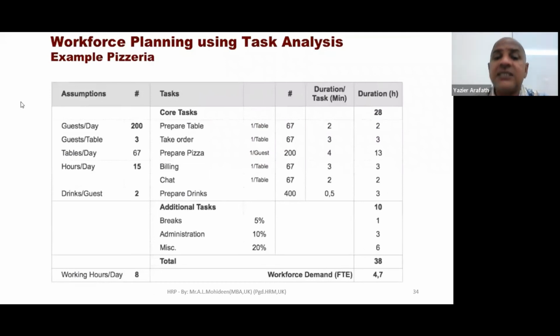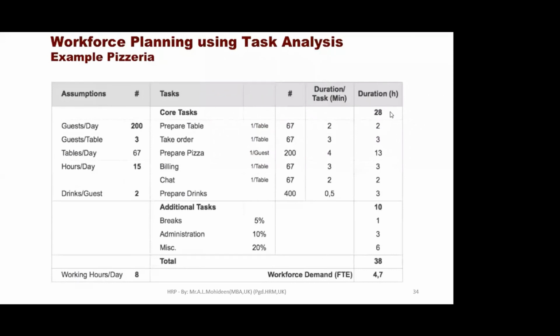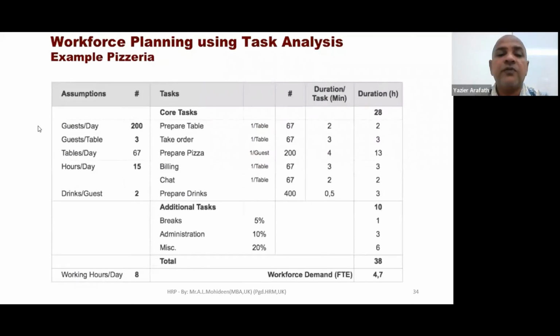So this data will be considered, along with the tasks. For example, for preparing a table, how many minutes will it take? For ordering, for preparing pizza, for billing, for chatting, or for preparing drinks, how many minutes will each take? Based on these times, we calculate in total how many hours they will take. All the data will be considered, and from this data the workforce demand will be calculated. Do you understand?